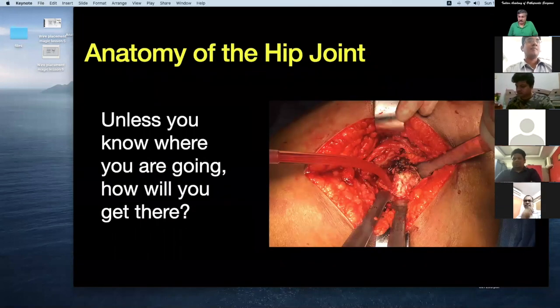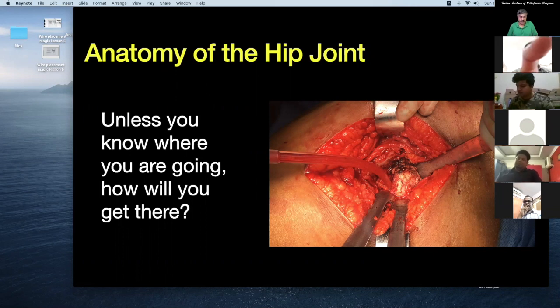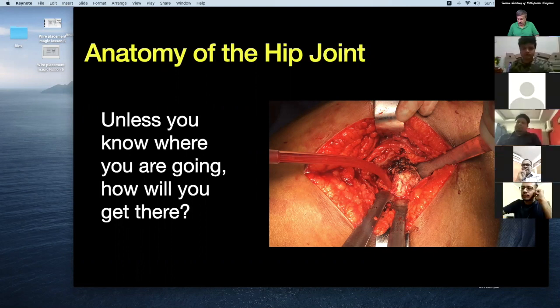Today's discussion is about the anatomy of the hip joint. It is correctly said that unless you know where you are going, how will you get there? So you must know the destination and then plan the route.